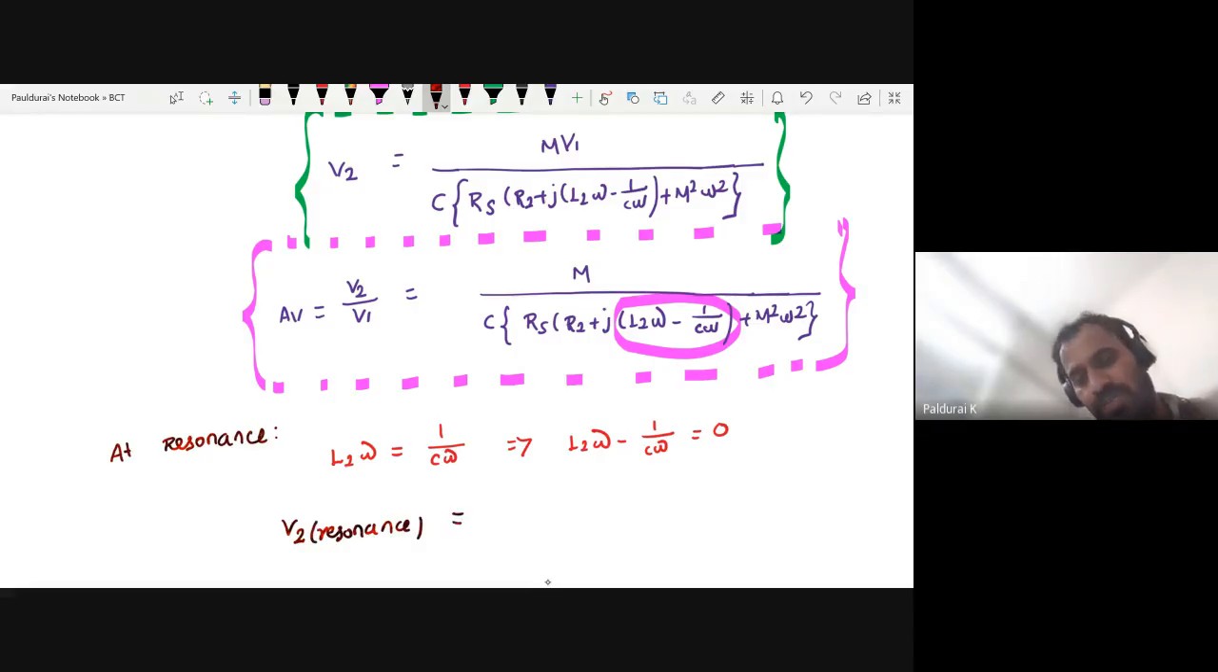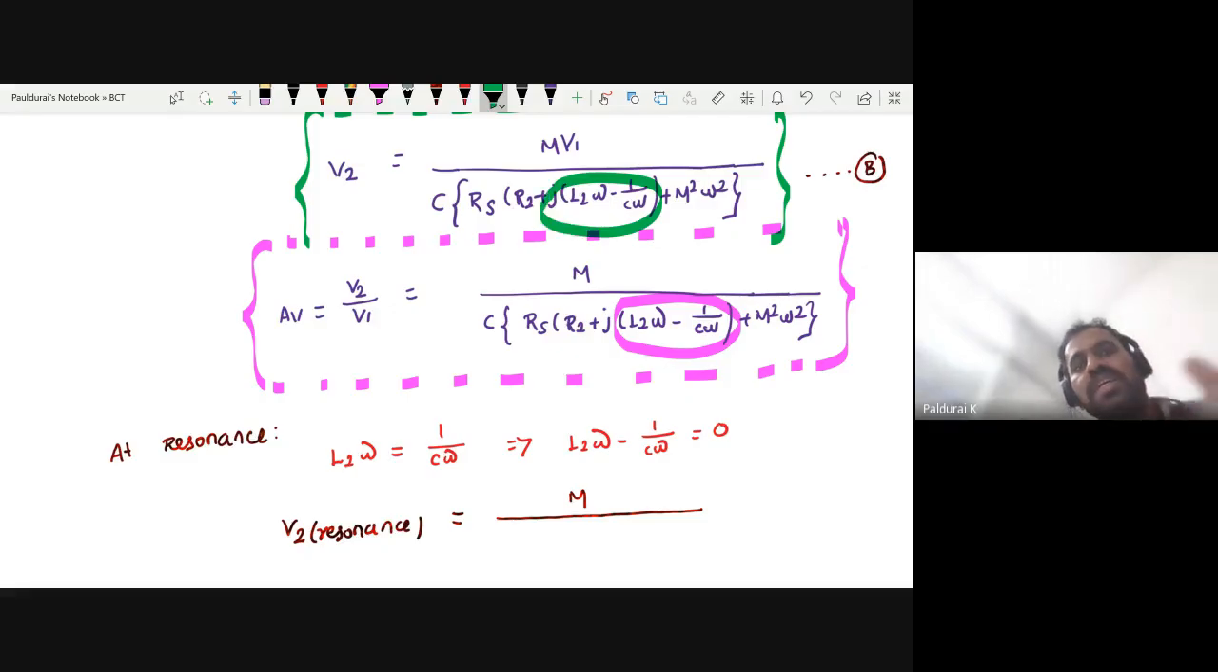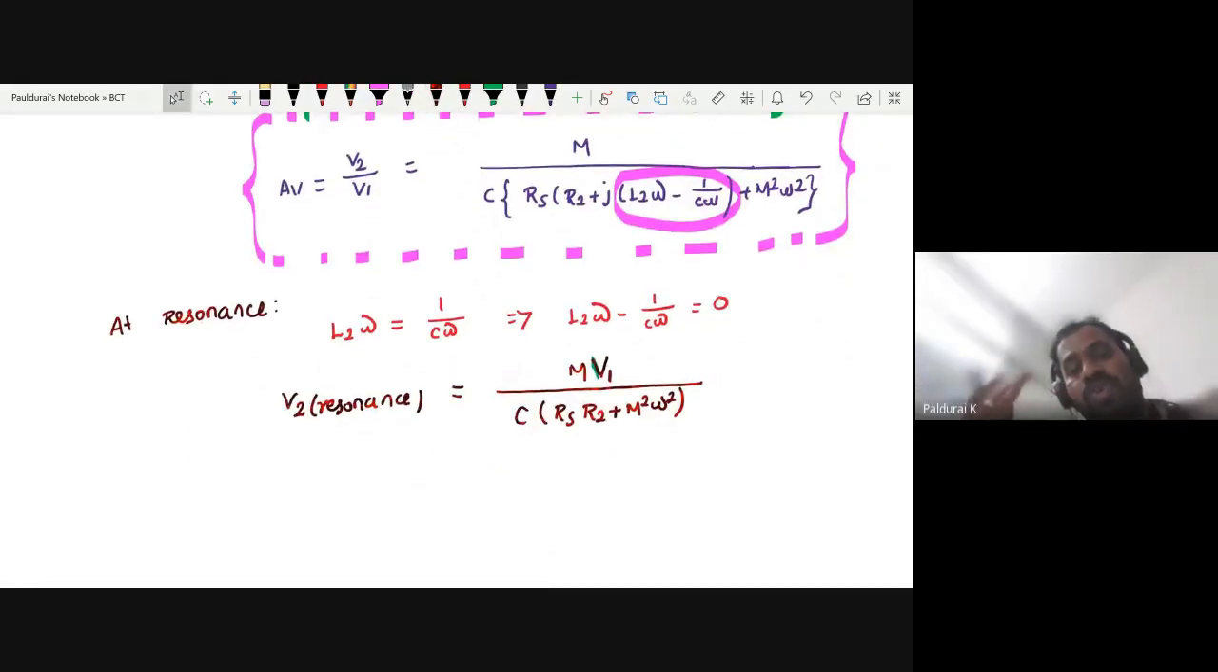A question can be asked: find the output voltage at resonance. So V2 at resonance, what is the formula? Now it will be simplified. Substitute this in my equation B. Here substitute this equals 0, because at resonance both the terms will be cancelled. So there is no imaginary part. So you will get m times V1 divided by C times Rs into R2 plus m squared omega squared. This formula is very important. This is the output voltage at resonance.